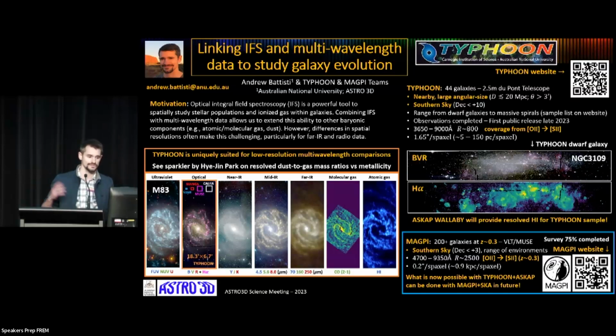The Typhoon survey is 44 galaxies. They're all southern sky. They span a wide range of types, so dwarf, large spirals, AGN. And the optical coverage is from basically [O II] to [S II], so the full optical range. And just to highlight another beautiful IFS view, this is a dwarf galaxy, NGC 3109, where you can see actually individual bubbles of the H II region, so it's really unique.